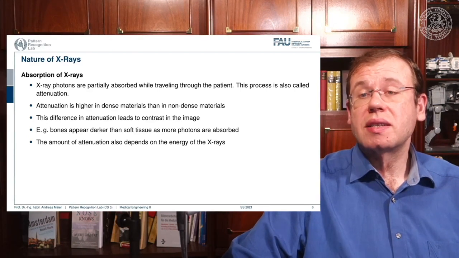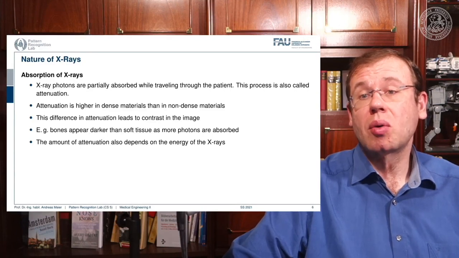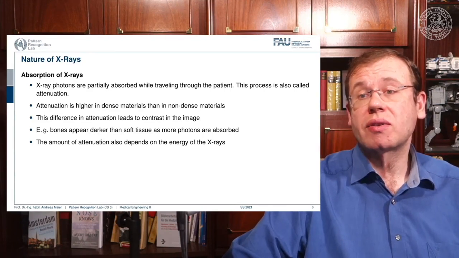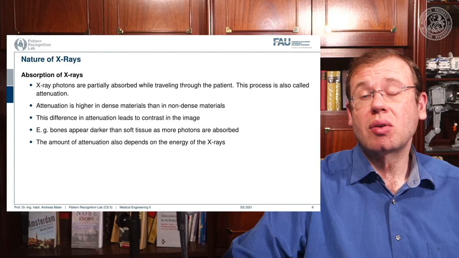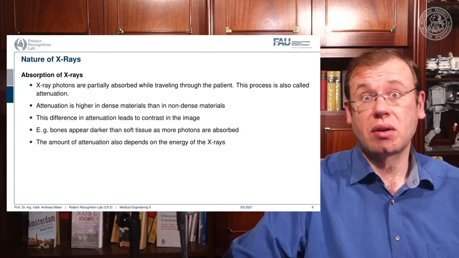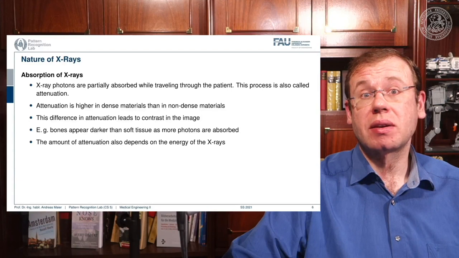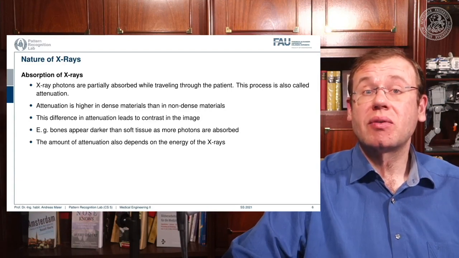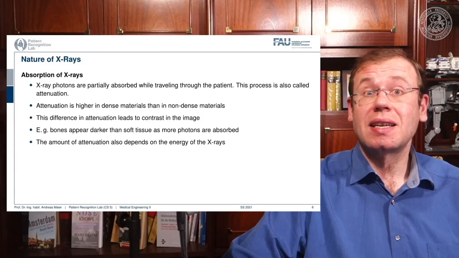So you can see that dense objects are visible very well, and this is also the reason why bones appear darker than soft tissues, because they simply absorb more photons. The amount of attenuation is not just determined by the material, but it also depends on the energy of the X-rays. The more energy your X-rays have, the more easily they will penetrate different materials. This is also something that we will talk about when we discuss the interaction of photons with matter in the next video.